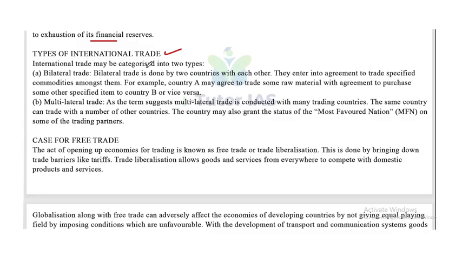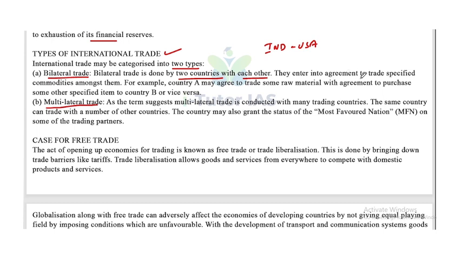International trade may be categorized into two types. First one, bilateral trade and multilateral trade. Bilateral trade is done by two countries with each other. Okay, so if India and China or India and USA have a trade between them, then it is called bilateral trade.